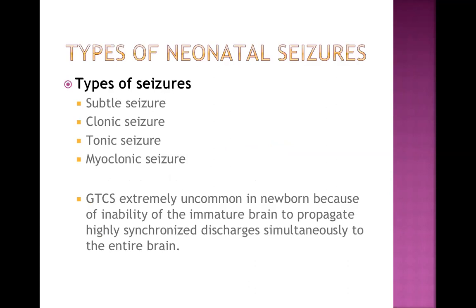What are the types of neonatal seizure? The types of neonatal seizure could be subtle seizure, which is the most common type. Subtle means very difficult to identify. Sometimes we are right there, in front of the baby, or very near to the baby, or we are examining the baby. Seizure is happening in the baby, but we fail to identify it. Those types of seizures are known as subtle seizure. We should be very precise during the examination or observation. Clonic seizure, tonic seizure, and myoclonic seizure may be some other types. Now, what is the difference between clonic and tonic seizure?